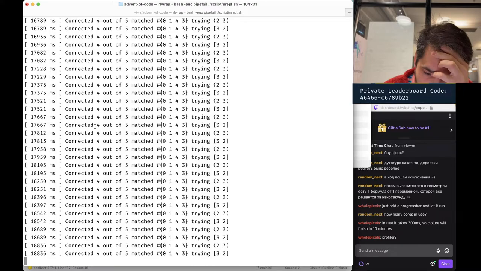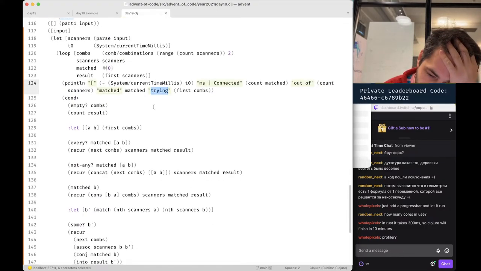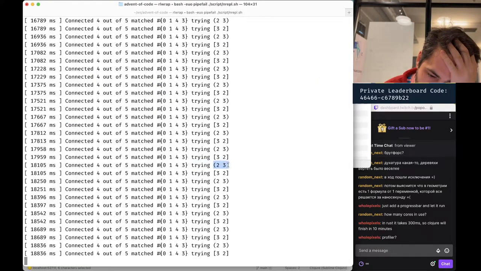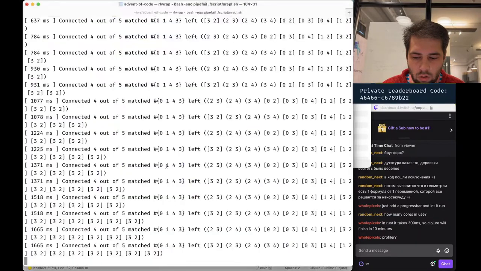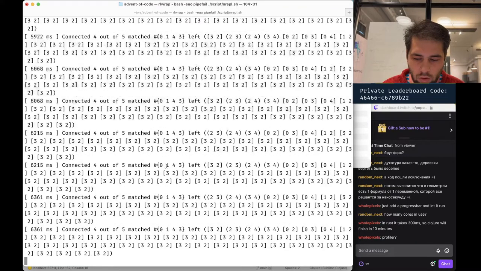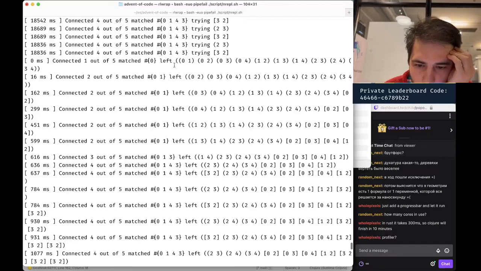I get it. We get an infinite loop, right? For some reason, like trying 2, 3 wouldn't work because 3 is not matched. And like, wait, what? Let's see actually. Okay, something terrible is going on here. So this is where we start, right? We match 0 and 1. We didn't match 0 and 2, 0 and 3, 0 and 4.